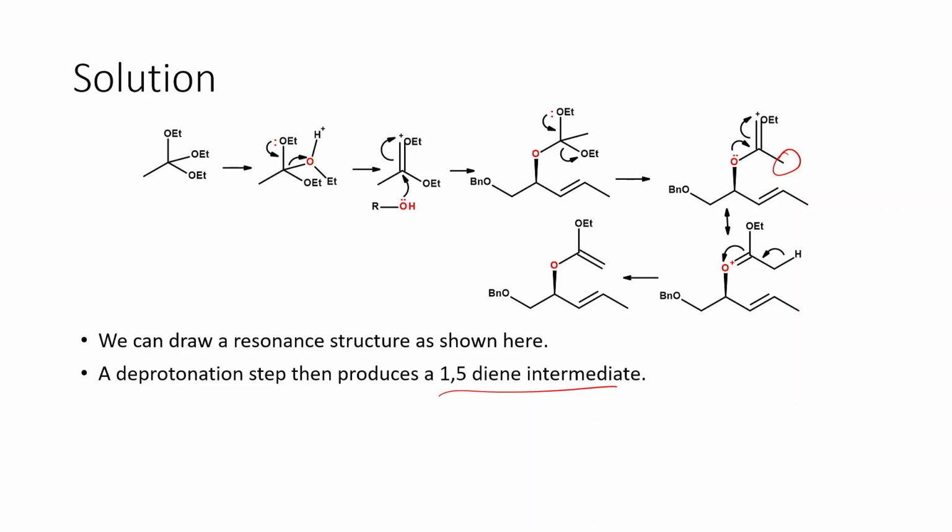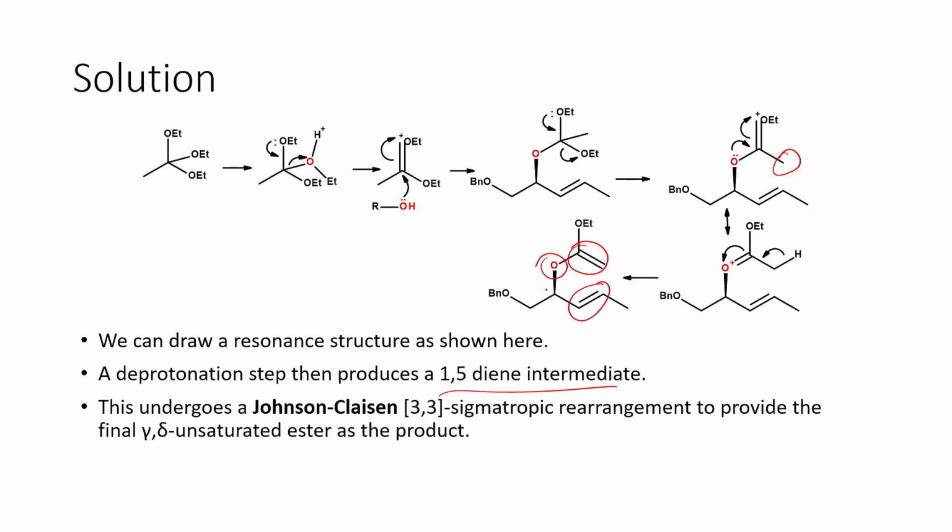So this is a crucial one. Here we have a double bond, here we have a double bond, here we have an oxygen. So the type of reaction it can undergo is basically a Johnson-Claisen 3,3 sigmatropic shift, which is possible in this particular case.